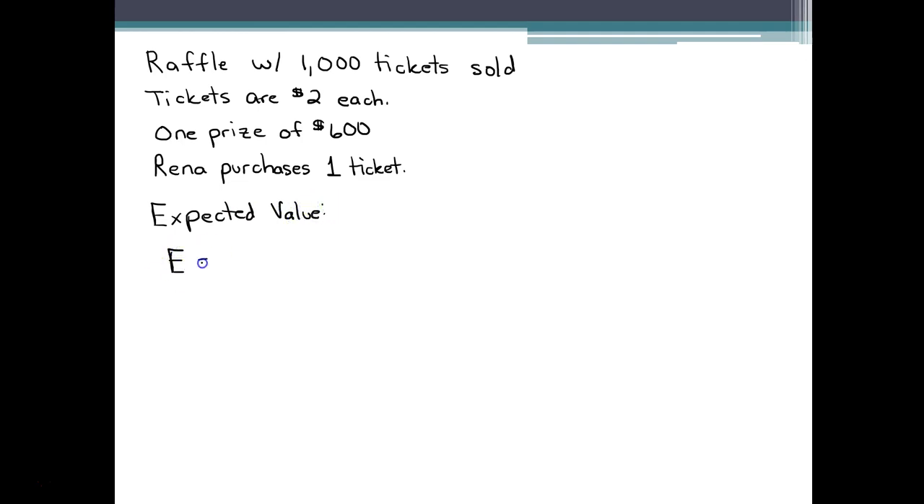Okay, so Rena plays. She's either going to win the raffle or she's going to lose the raffle. If they're selling 1,000 tickets and she purchases only one ticket, she has one chance out of 1,000 to win this raffle. And if she wins, how much is she going to come out with? I know it's very tempting to immediately say, oh, she's going to win 600 bucks. Well, it's true that if she wins, she will win $600. But what will she actually walk away with? She will actually walk away with $598. Remember, she had to buy a ticket.